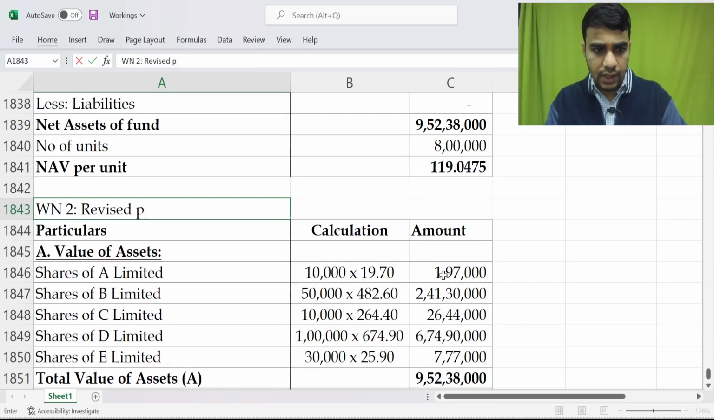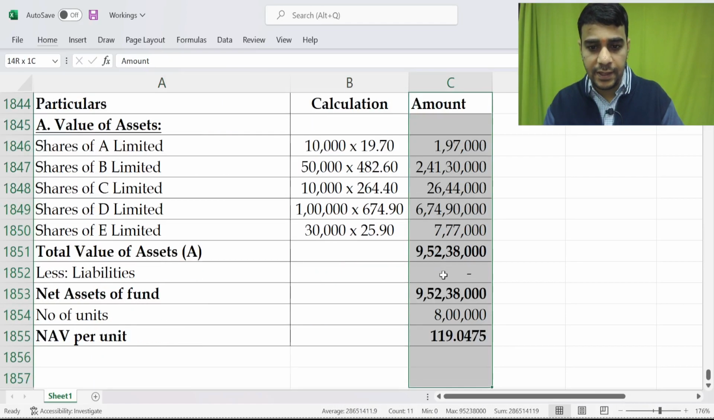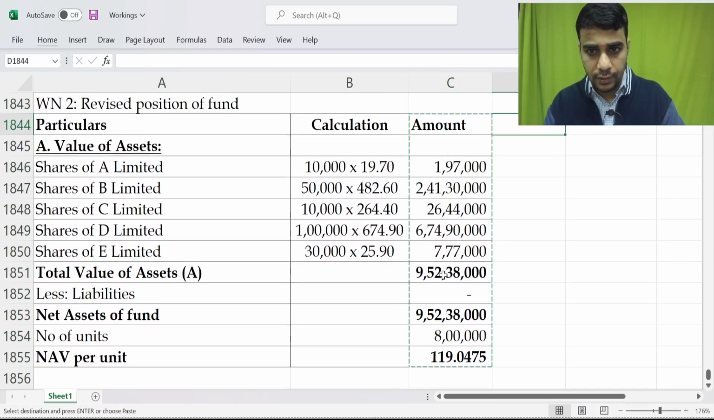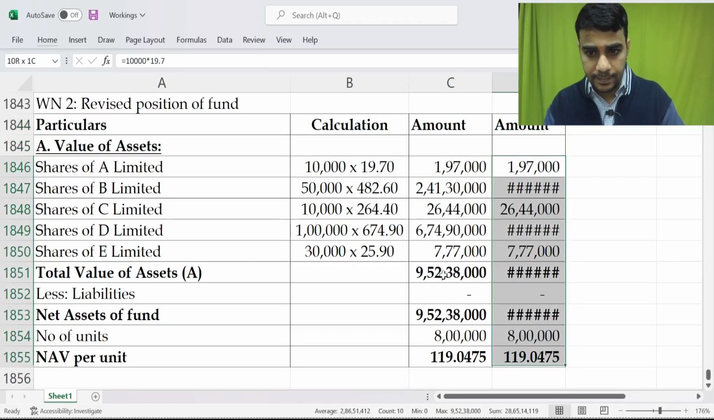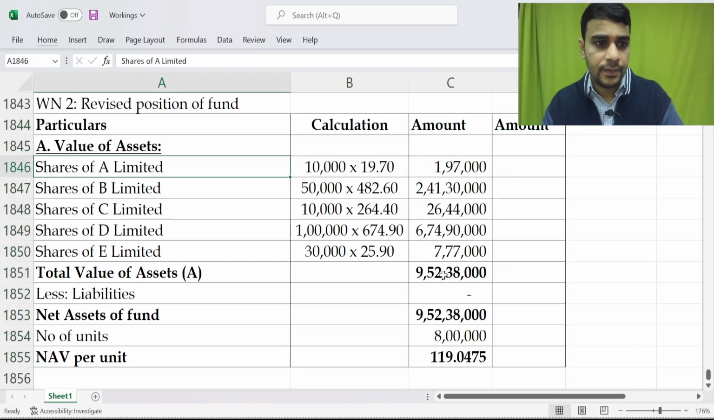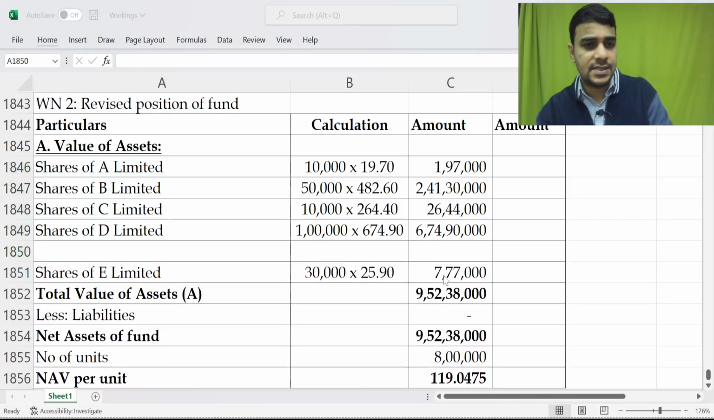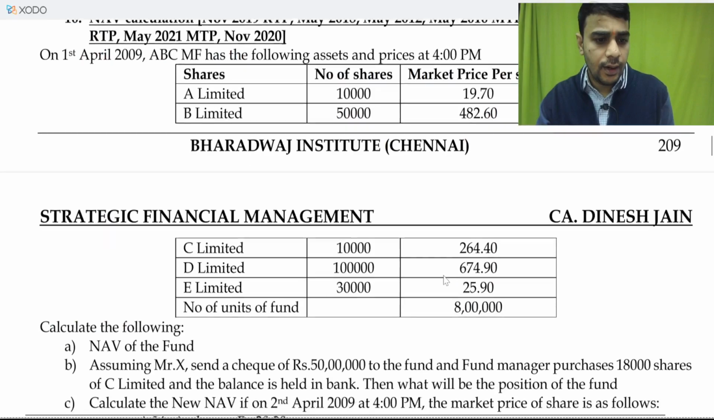Just you will have 4 columns. There will be 2 amount columns. I'll explain the other amount column later. 2 amount columns will be needed. Now first let's understand the question and then come to this.